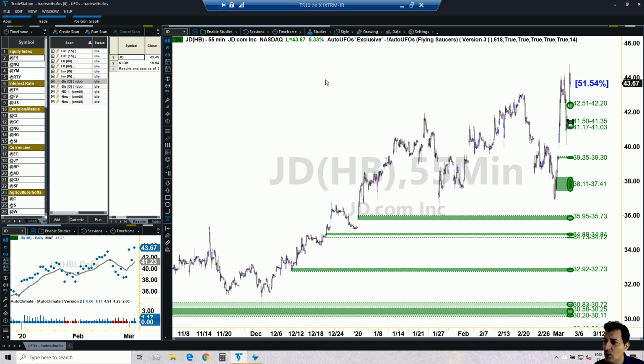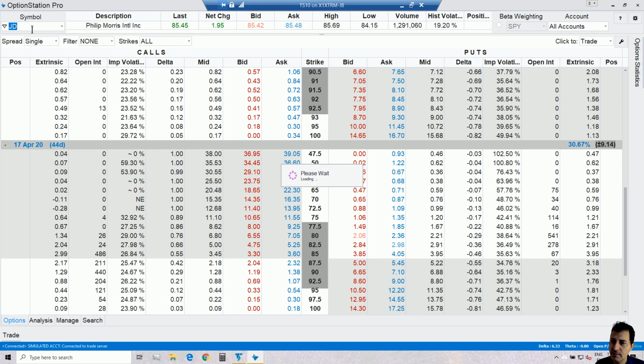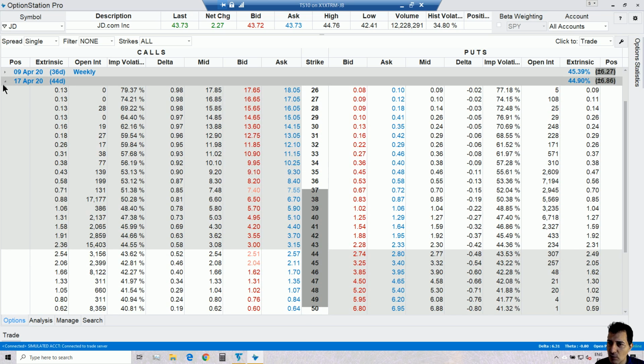Okay, so in other words, we have a trade. I'm going to put it on the Option Station Pro. So JD. Okay, JD, I'm going to load it. We need to look at the expiration date. We need to look at strikes. We need to build it, right? So we need to do all of this.